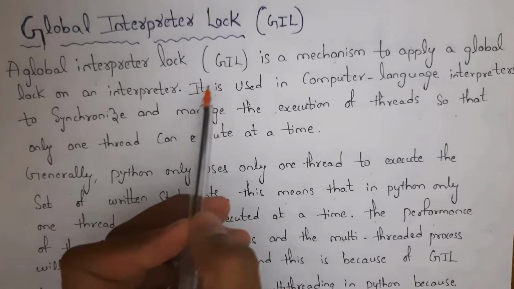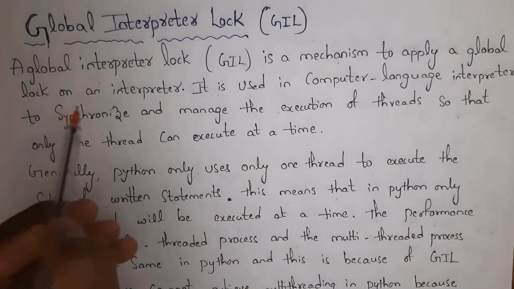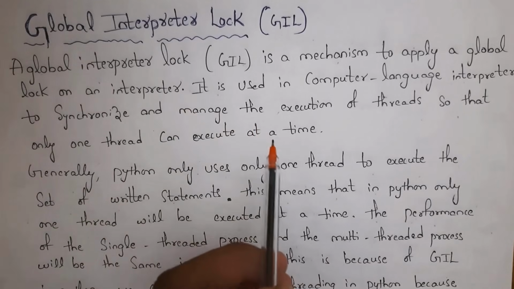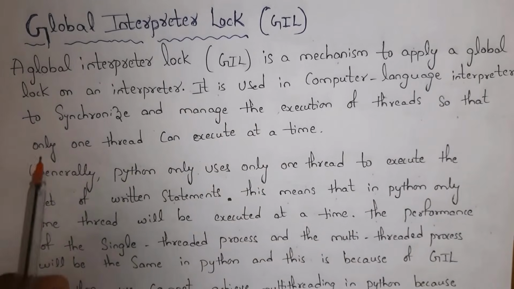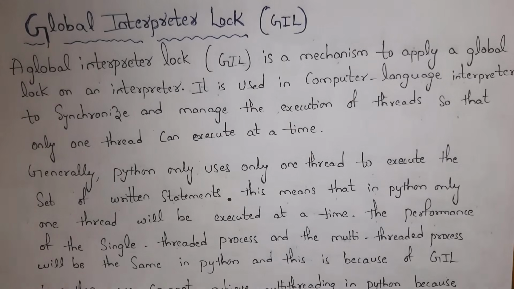The global interpreter lock is used in computer language interpreters in order to synchronize and manage the execution of threads, so that only one thread can execute at a time. By using the global interpreter lock, we can manage the execution of threads. That is nothing but we can execute only one thread at a time. I'll give an example so that you can clearly understand the use of this global interpreter lock.